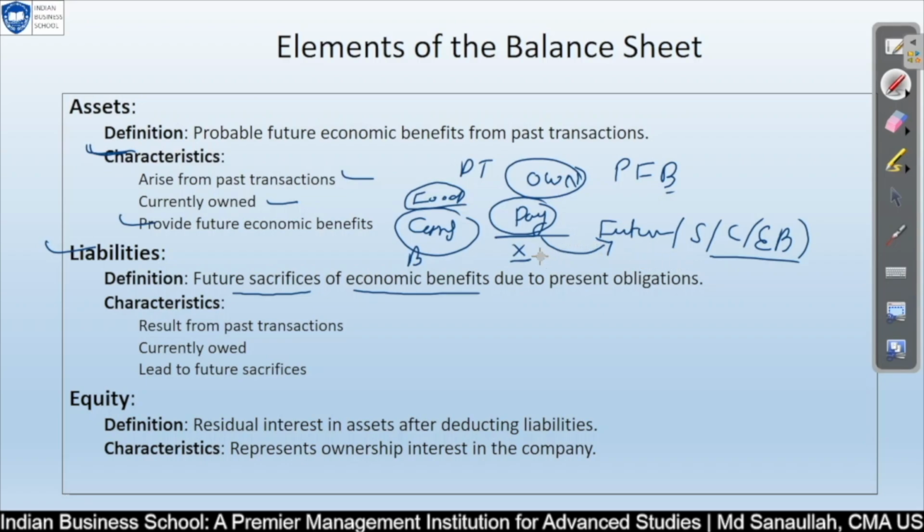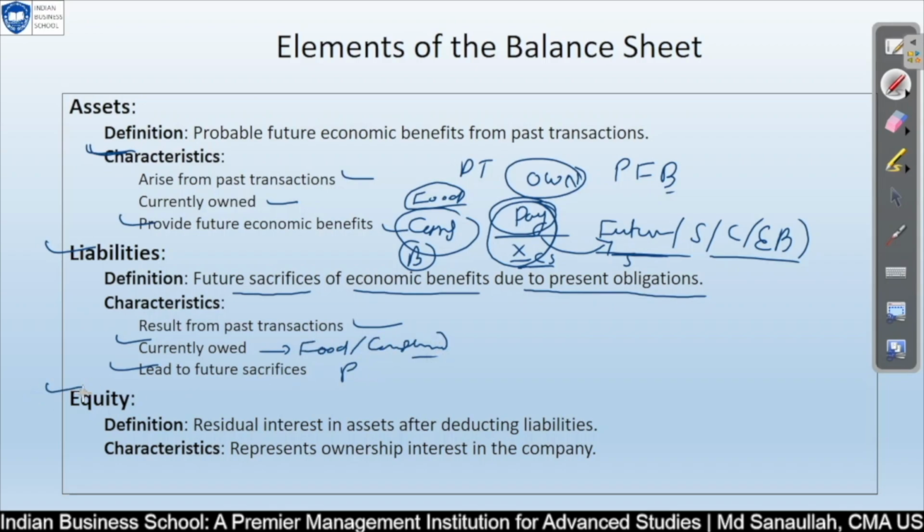What will you sacrifice? Your cash. And what will you get in return? Any item, raw material, any benefit you will get, for that you are paying cash in future. This is just the opposite of your current asset. Due to present obligation, in future we are going to sacrifice, and currently we have consumed the benefit. Characteristic: results from past transaction and leads to future sacrifice. In future we need to pay. Currently we either own this food or we have consumed the benefit.